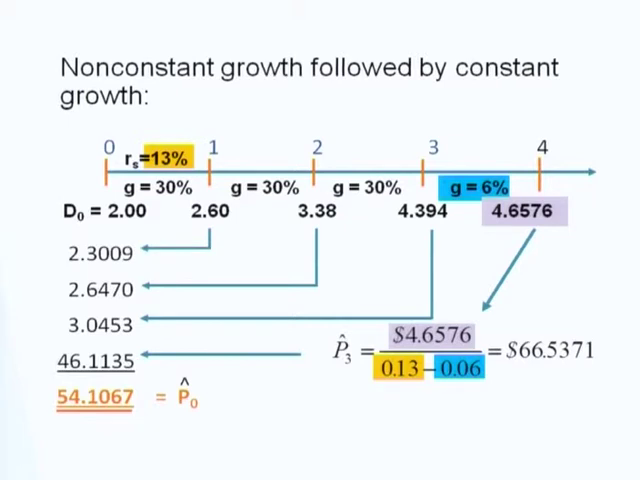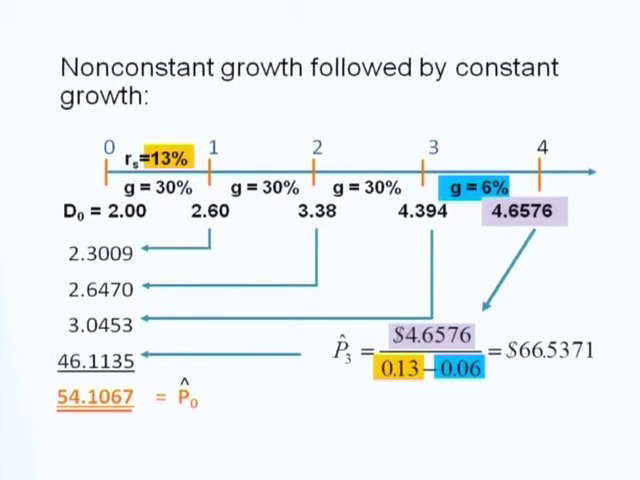And D2 is 3.38. How do you get this number? It equals D1 multiplied by 1 plus G, 30%. D3 is 4.394. How do you get this number? D2, 3.38, multiplied by 1 plus 30%, so you get 4.394.